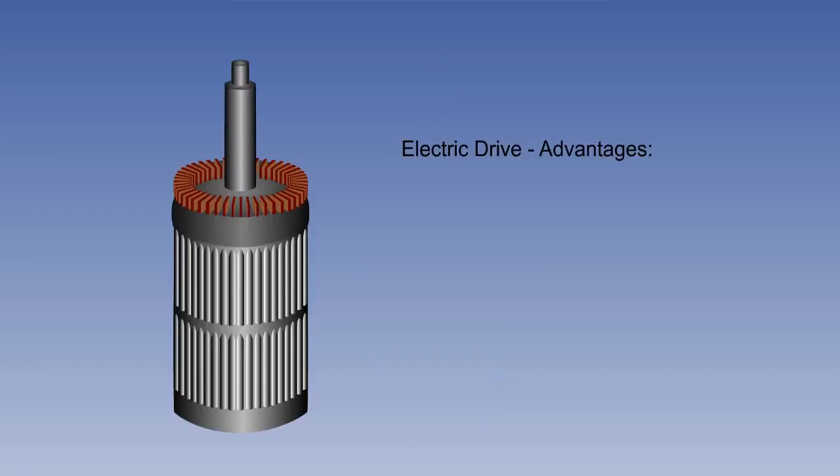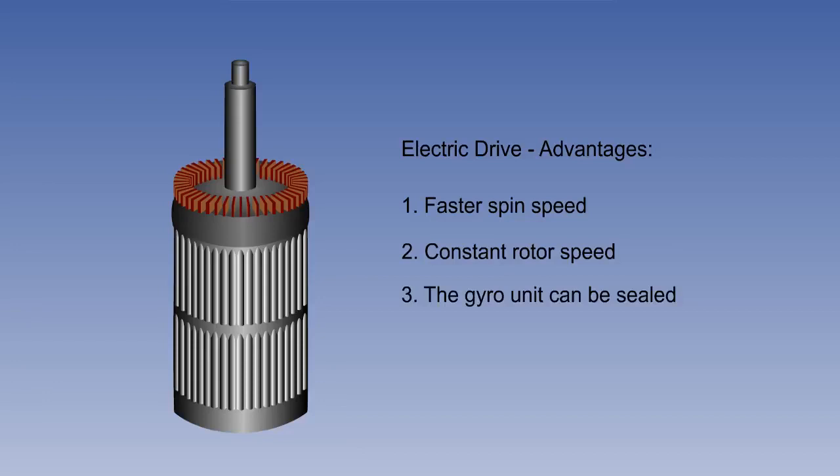The advantages to note of electrically driven gyros are: a faster spin speed can be achieved, which will give greater gyro rigidity and reduced errors. A constant rotor speed can be maintained, giving greater accuracy. The gyro can be sealed in an airtight case, which will prevent dust and moisture causing excessive wear on the moving parts. Operating RPM can be more rapidly achieved, giving greater efficiency.